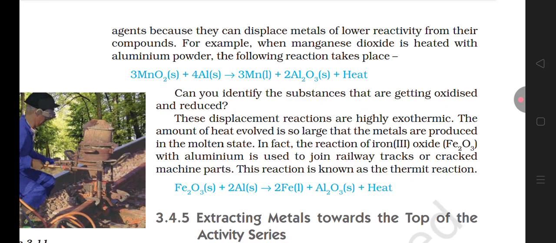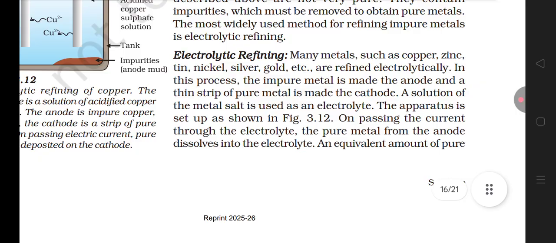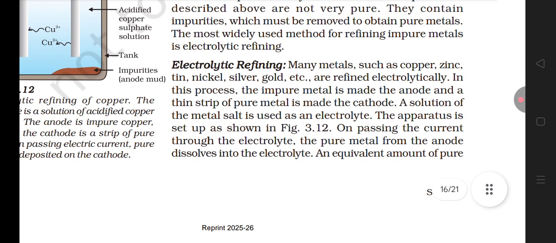The apparatus setup is shown in figure 3.12. On passing the current through the electrolyte, the metal from the anode dissolves into electrolyte, and an equivalent amount of pure metal from the electrolyte is deposited at cathode. So the soluble impurities go into the solution, whereas the insoluble impurities settle down at the bottom of the anode, and are known as anode mud. So here it is written, dear students. Pure metal is made cathode and the impure metal is made anode.